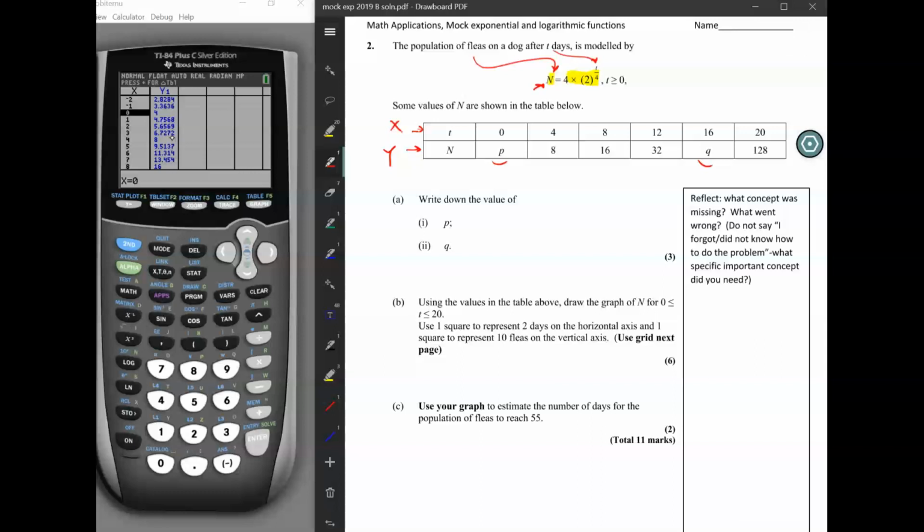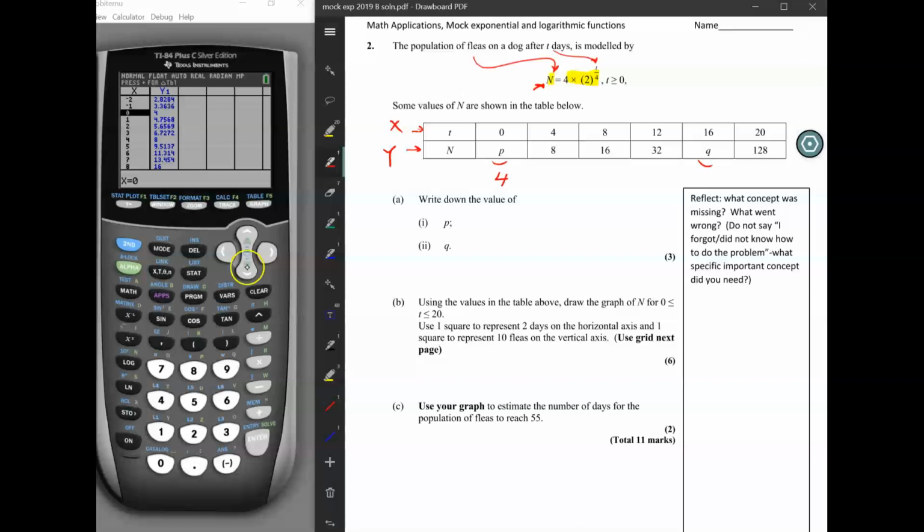The x is usually the input, the y is usually the output. Usually when they give you a table, the top or the left values are x and the right or the bottom values are y, and this is no exception. Okay, so when x is 0, what's y? If we look at the calculator, we can see that the y value is 4. So the P value is 4.